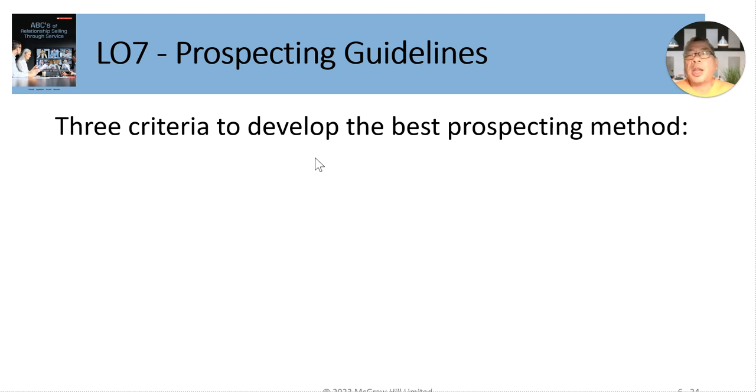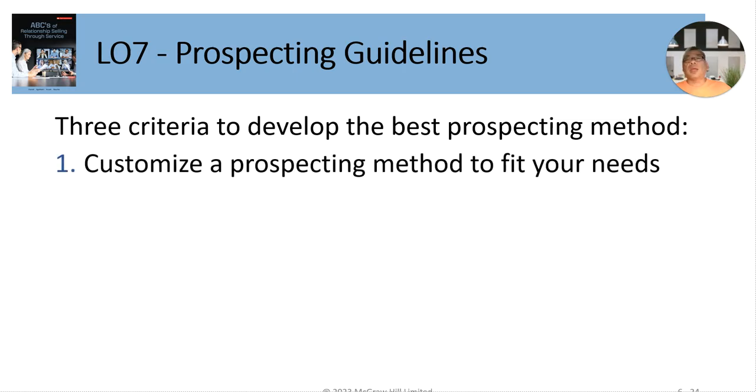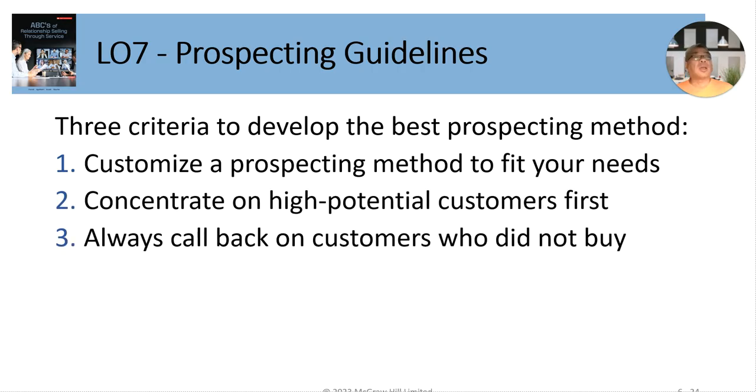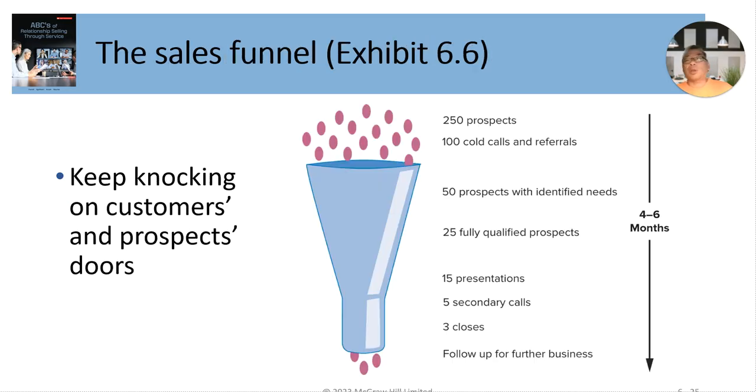In prospecting guidelines, there are 3 criteria to develop the best prospecting method. Number 1, customize a selling method to fit your needs. Number 2, concentrate on high potential customer lists. Number 3, always call back customers who did not buy. The sales funnel execution sheet here is the key part.